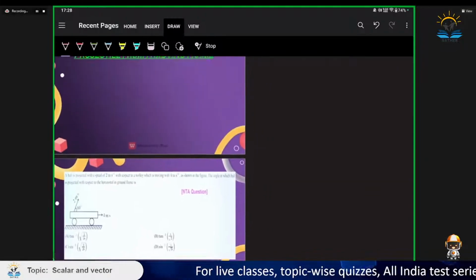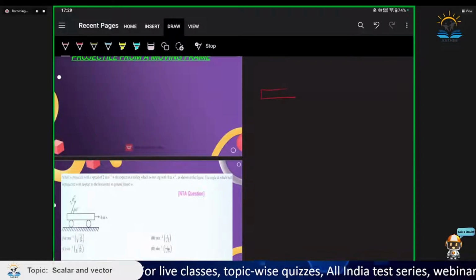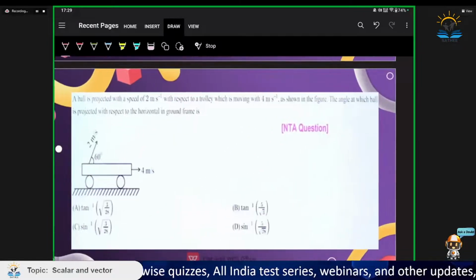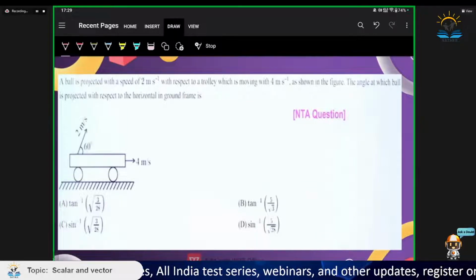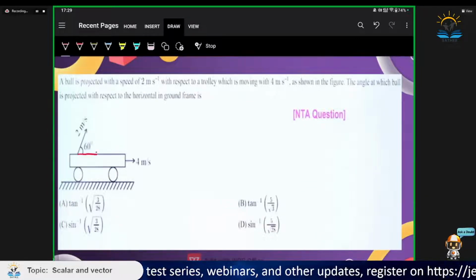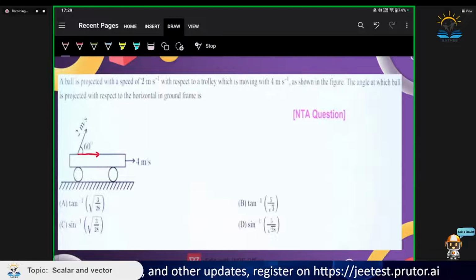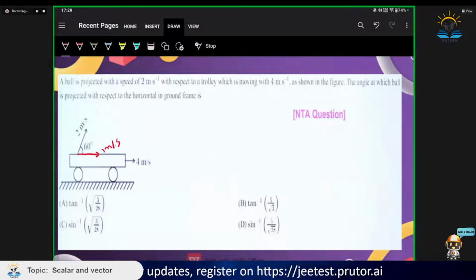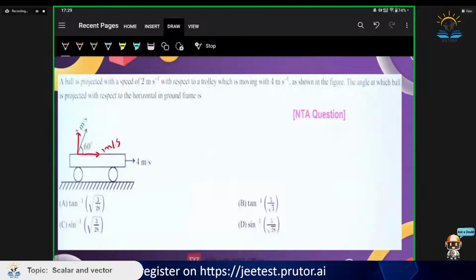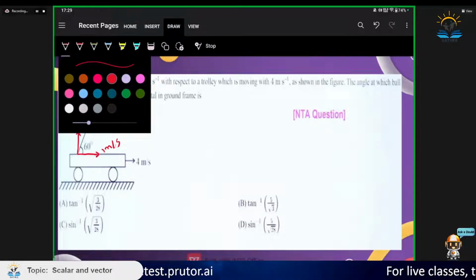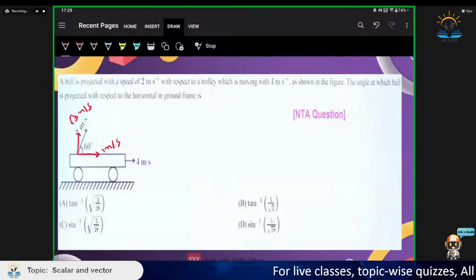Okay, so let me draw the situation. Otherwise, we can solve here only. See, the horizontal component of velocity with respect to trolley will be how much? 2 into cos 60. 2 into cos 60 is 1 by 2, so 1 meter per second. And vertical component will be 2 into sin 60, that is root 3 meter per second. Right. You have to find out with respect to ground what is the angle.